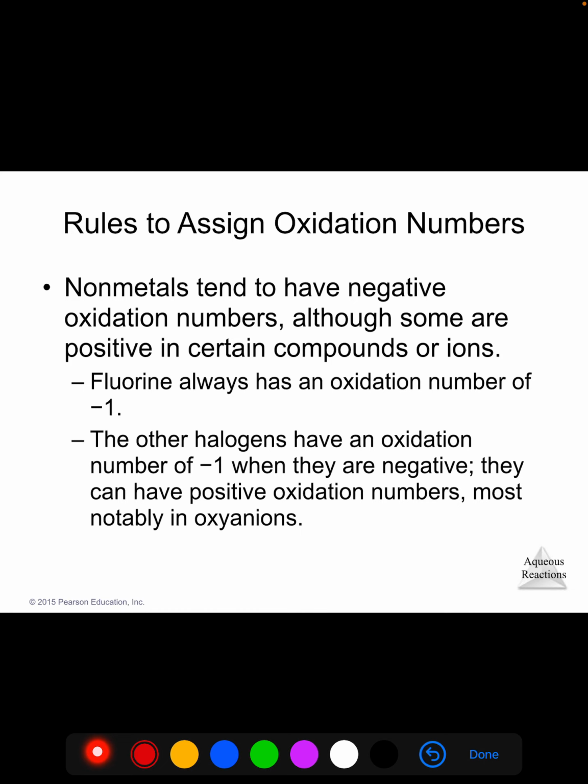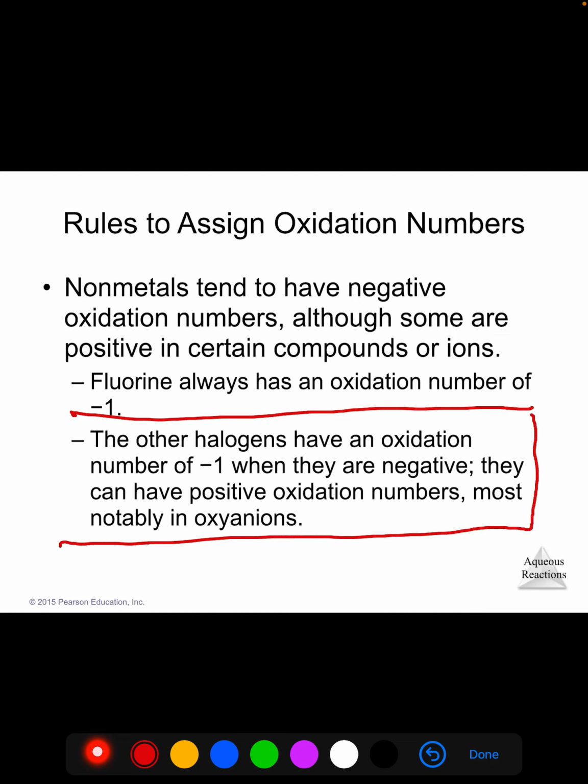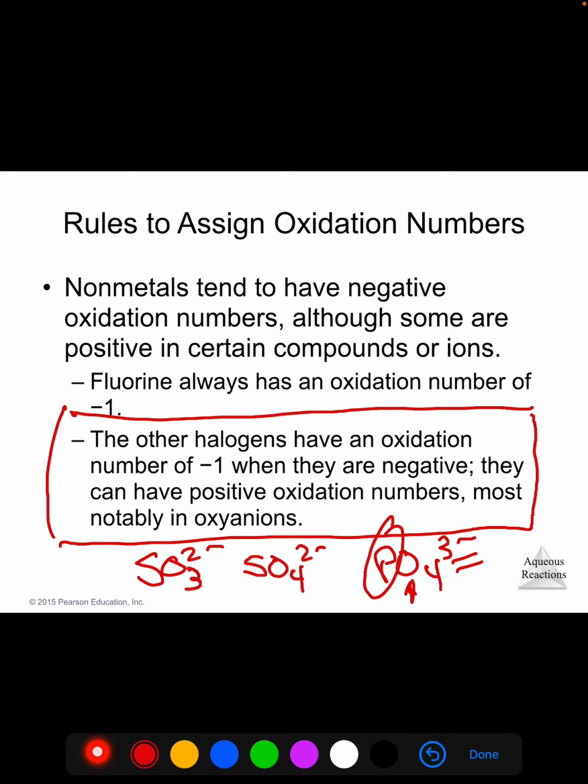Fluorine always has a minus 1, and most of the other halogens do too, but not when they form, for example, oxyanions, most notably like sulfate or phosphate or sulfite. So those, to get to this charge and to obey the rule that the oxygen is always minus 2, give these, for example, positive numbers.